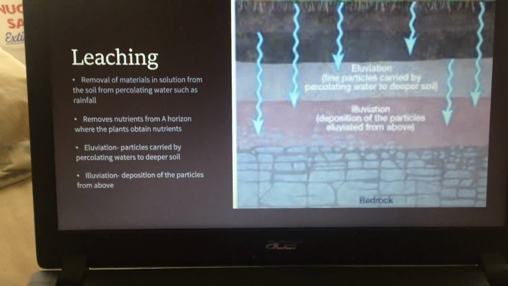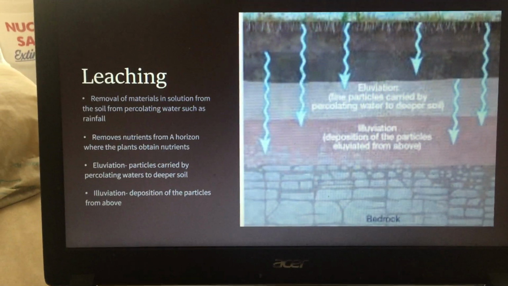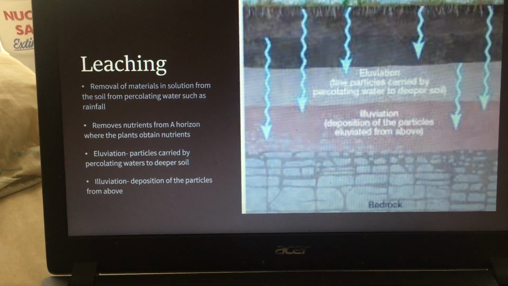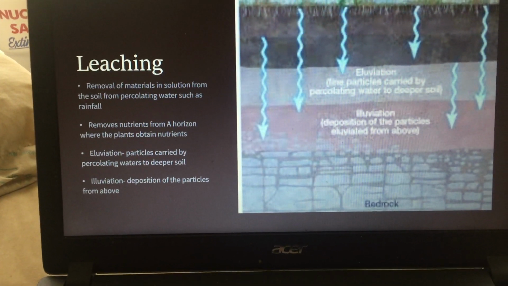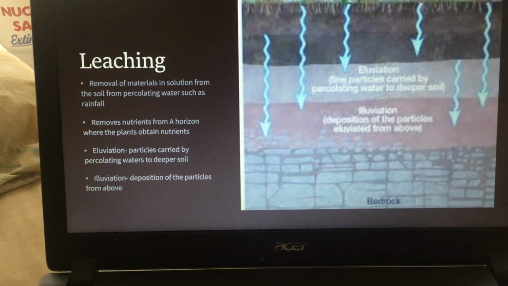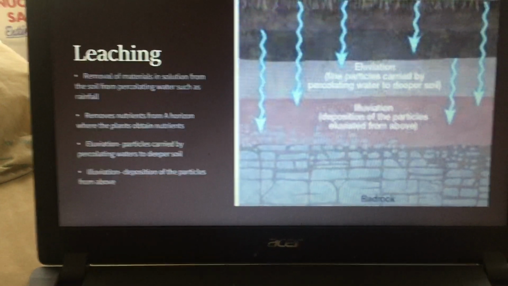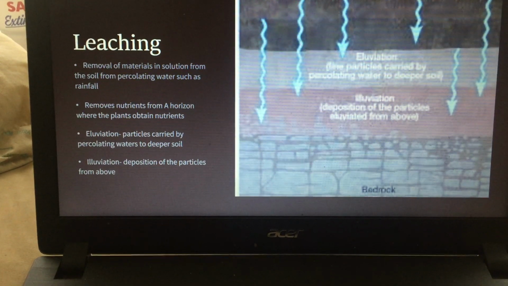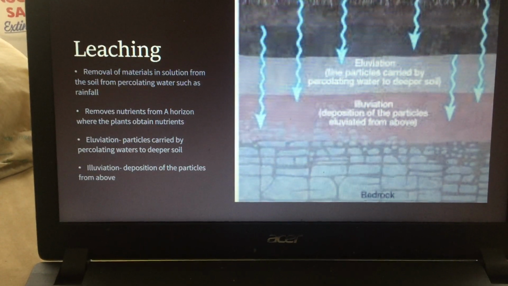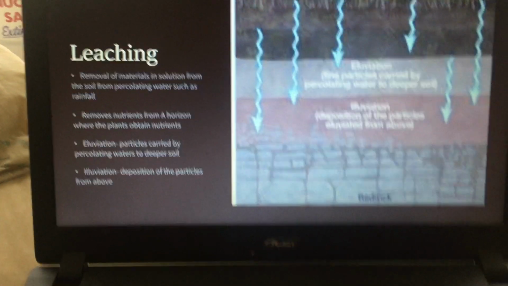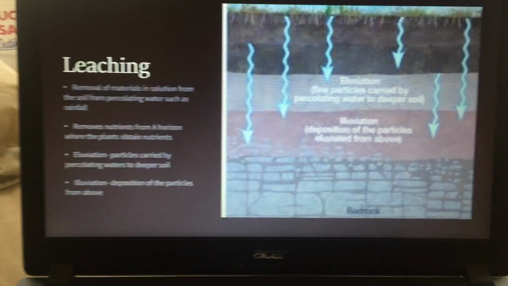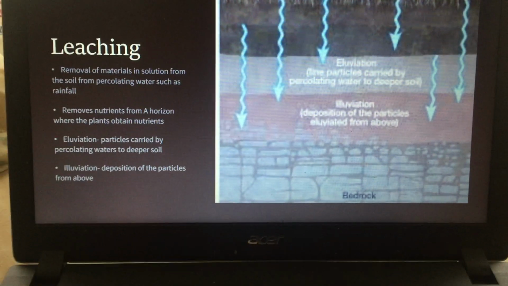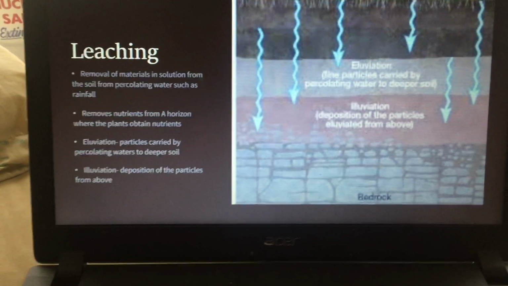So the next thing we need to discuss is leaching. So it's the removal of materials in solution from the soil by percolating water, such as the rainfall. So rain is going to fall, and as it makes its way through the soil profiles, it's going to take the nutrients from the A horizon and take those down throughout the other horizons. So we have two terms to discuss when it comes to leaching.